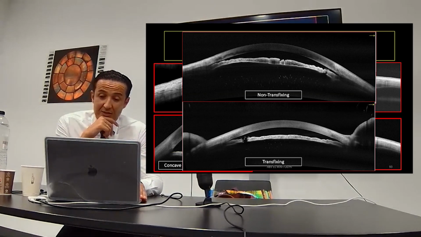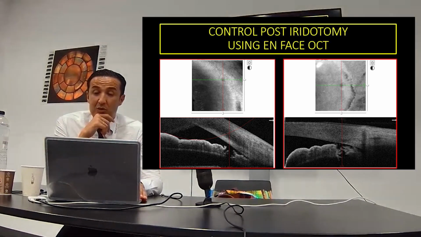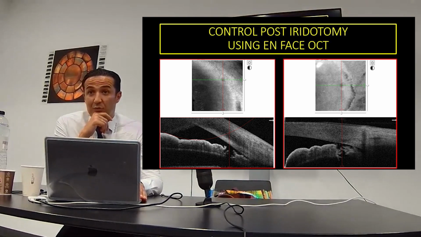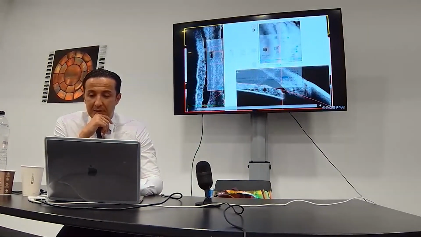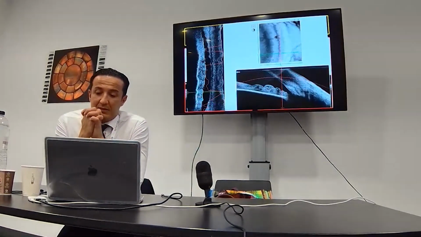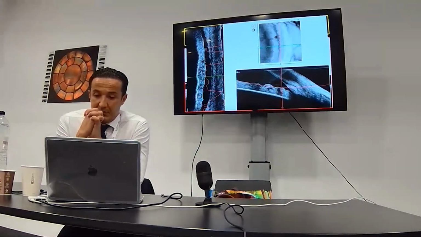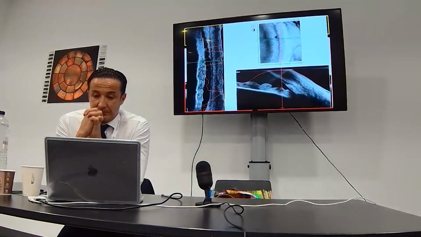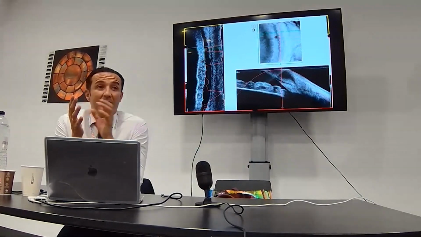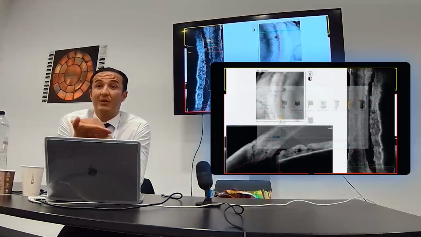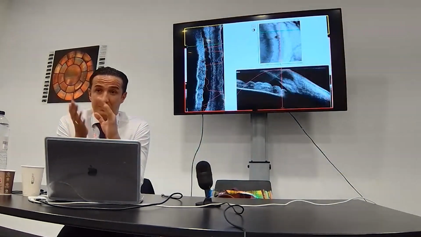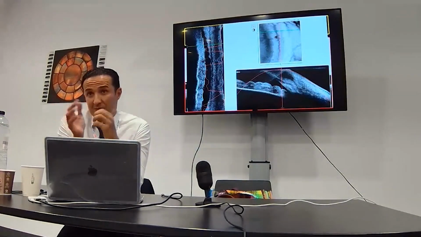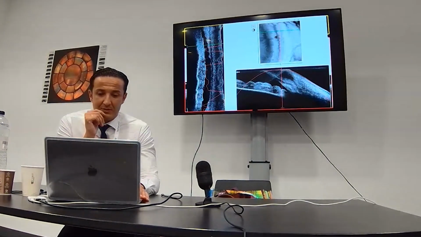closure. You can check the iridotomy if it is non-transfixing or transfixing. And you can use also the 3D approach with the en-face OCT to check the iridotomy. And look here, in 5 seconds you can obtain this cube, and you can check the iridotomy to avoid the eye motion of the patient. Because when you use just one base scan, you are disturbed by the eye motion of the patient. If you use the cube approach, it's really easy to check your iridotomy.